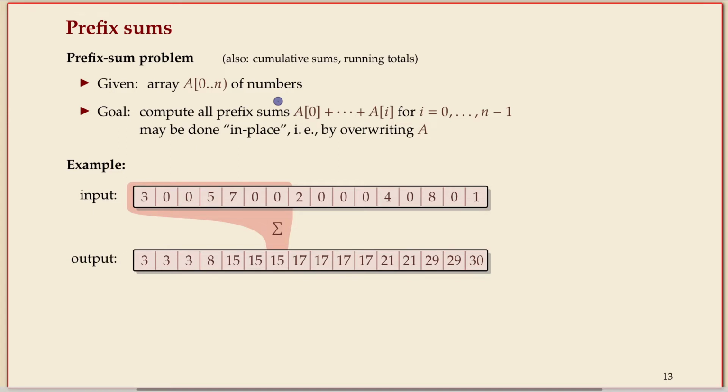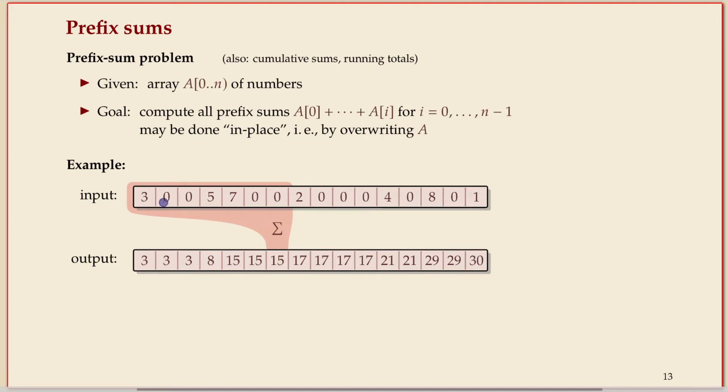The goal is to modify this array, so you're allowed to do this in place, so that afterwards it contains the prefix sums, which means at position i, you're supposed to have the sum of the elements up to and including position i, which are i+1 numbers, I guess.